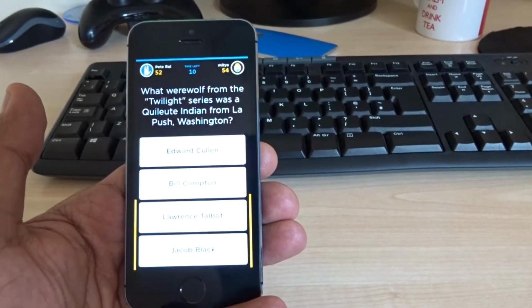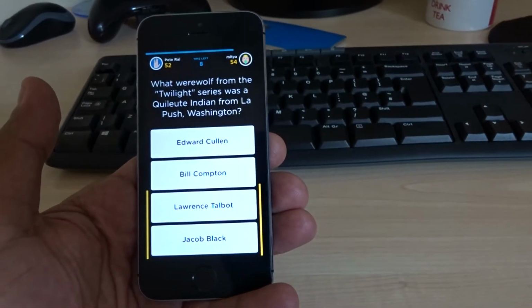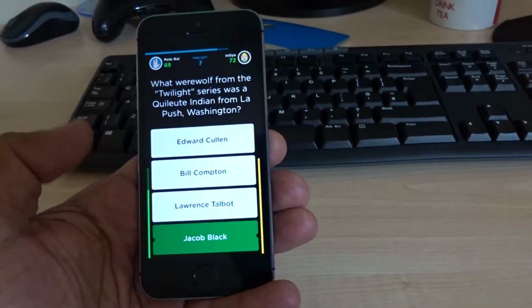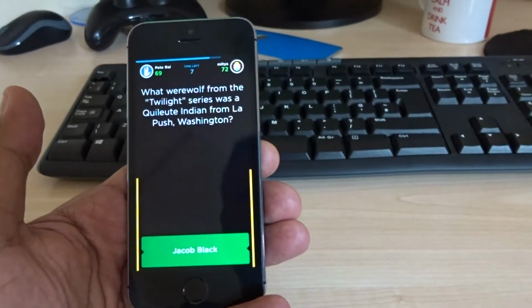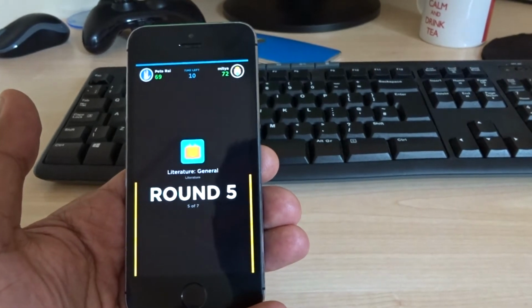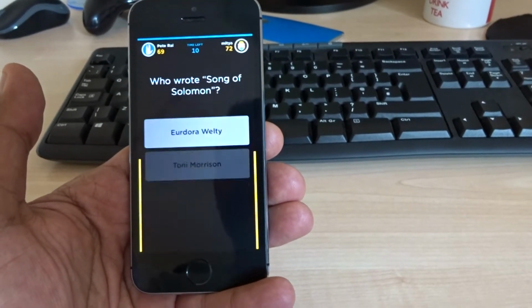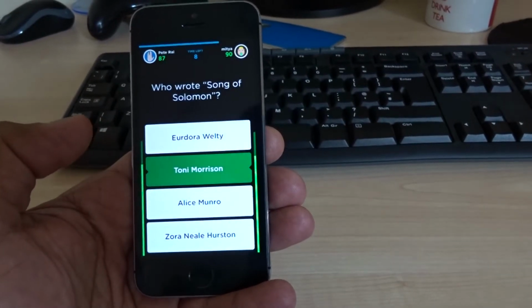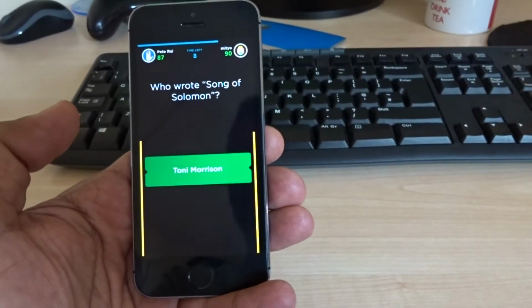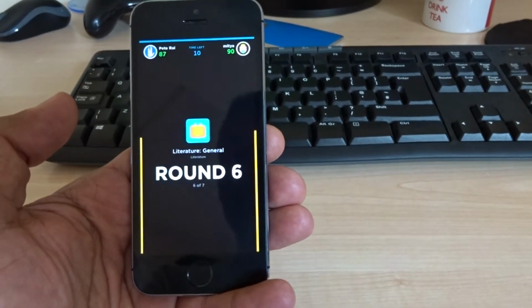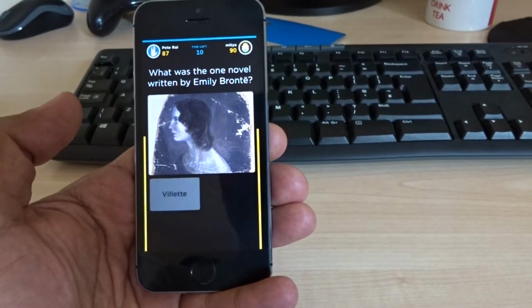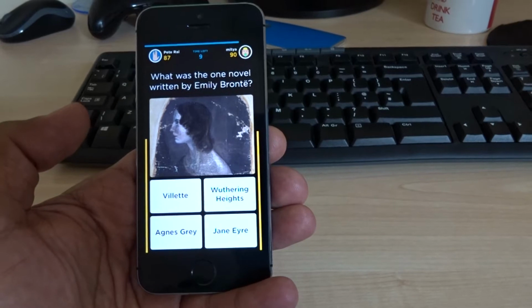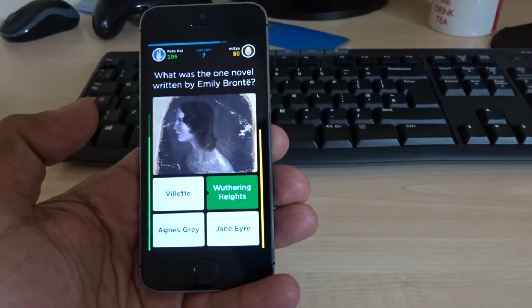Who is in the Twilight series? Jacob Black. Jacob Black. Oh, this opponent from Russia is doing really well. She's just ahead of me. Who wrote Song of Solomon? Toni Morrison. Thank you, Samantha, for that help. One novel written by... Wuthering Heights. Emily Bronte. I think we all know that one.